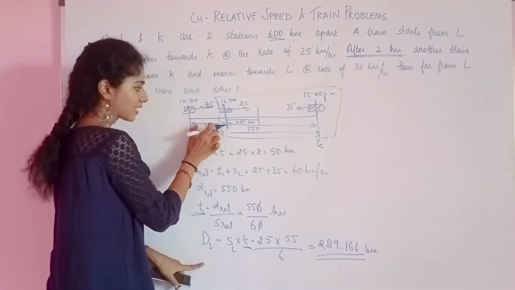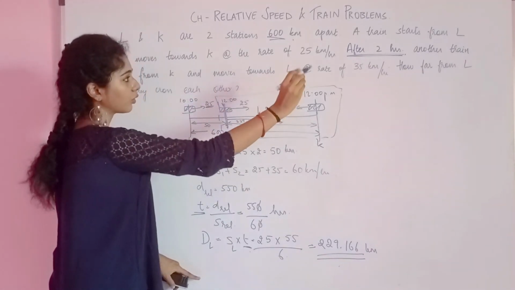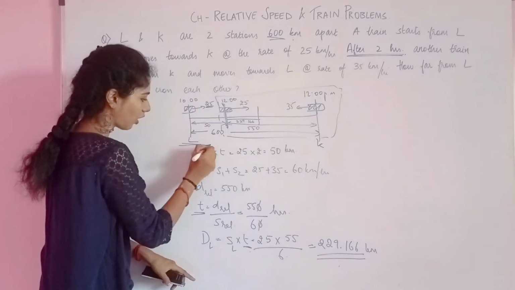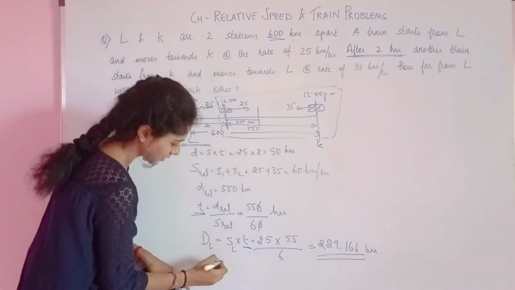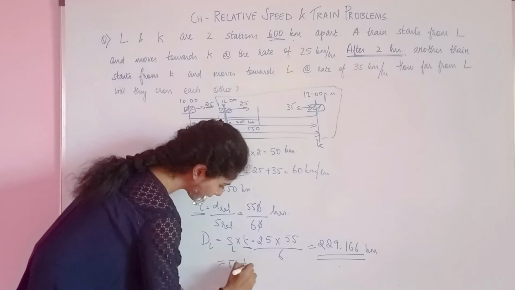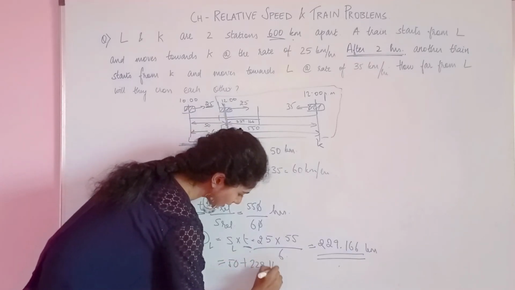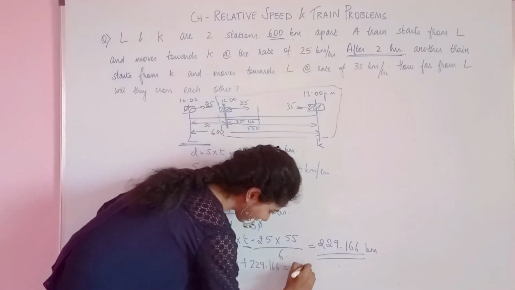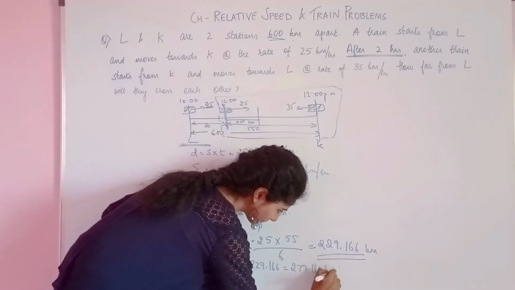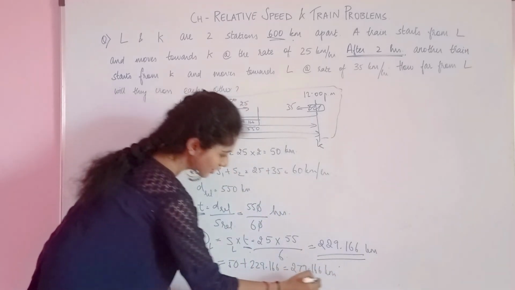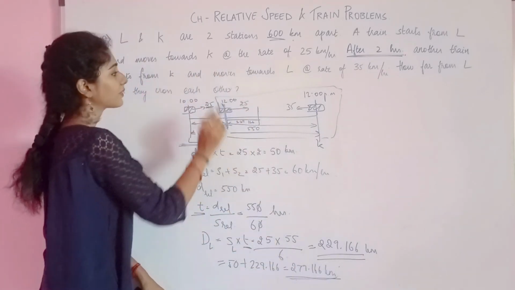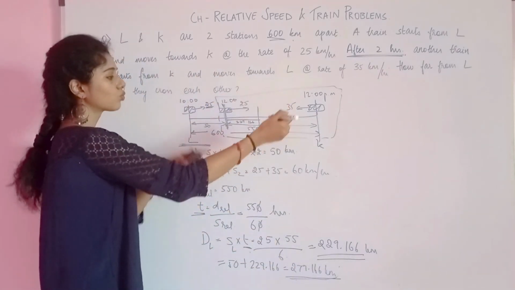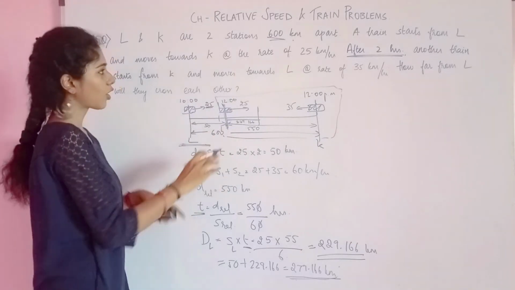But we never considered this 50. They are asking how far from Lonavala, or from L. So 50 plus 229.166 must be considered. 50 plus 229.166 will amount to 279.166 km. So at a distance of 279.166 km from Lonavala, they meet each other. The two trains will cross each other. I hope you understood this.